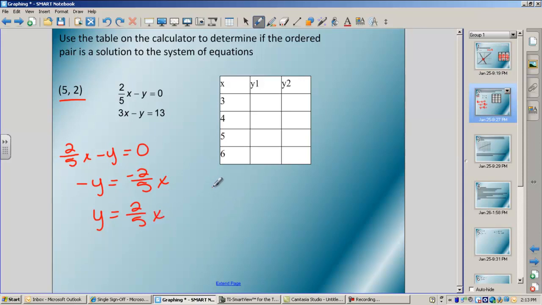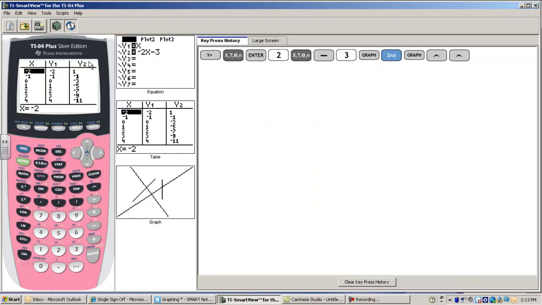And then the second one, which is 3x minus y equals 13, I subtract the 3x, so I get negative 3x plus 13. And then when I change all the signs so I have a positive y, I have 3x minus 13. And so I'm going to put both of these in my calculator again. So we're going to go back to the calculator.